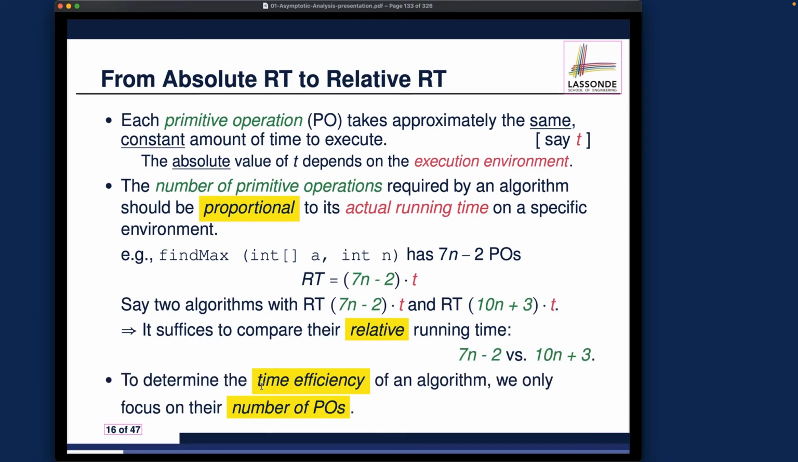To determine the time efficiency, all we have to do is calculate the number of primitive operations. After this slide, we no longer have to worry about the exact value of t, depending on the physical platform. I've repeated the same point quite a bit in this slide, but that's why it's so important for you to understand absolute versus relative running time.